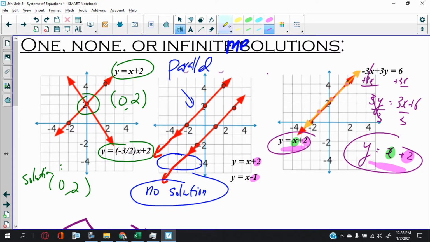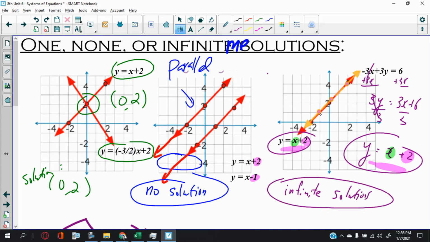So what do we say here? We say that they have infinitely, they have infinite solutions. So they share every single solution together. As you can see, the points here, and the points here. Okay, and that's today's lesson.